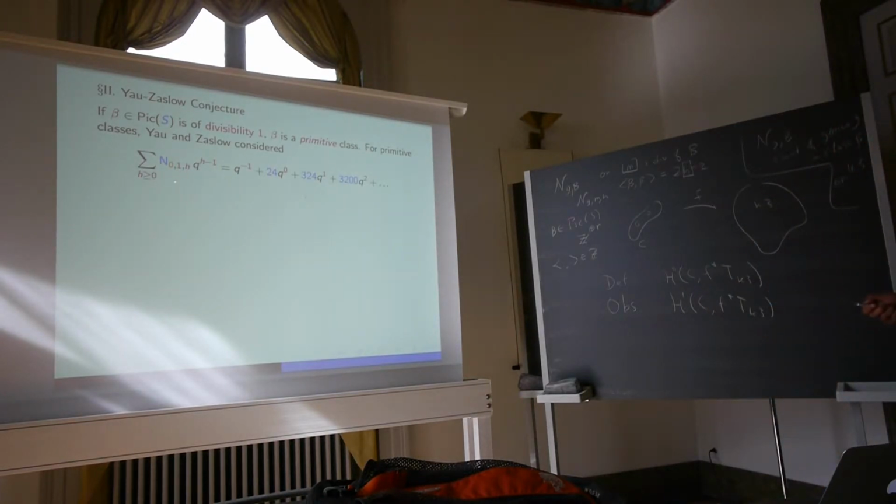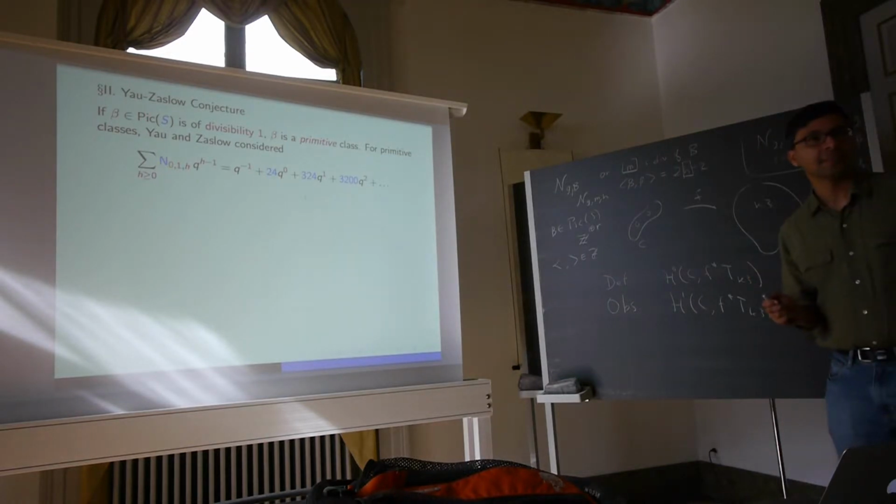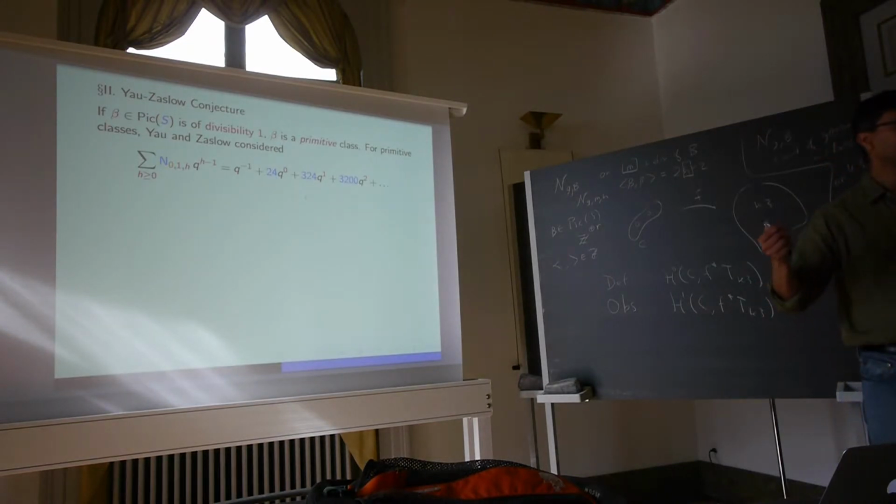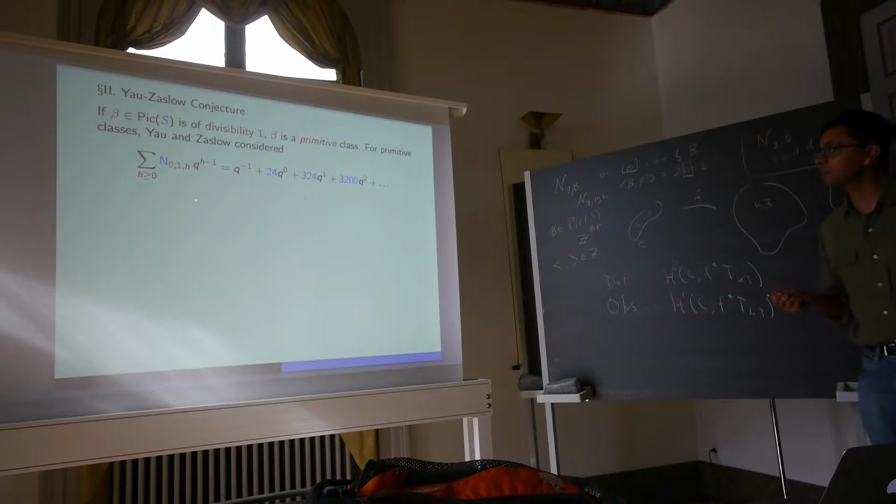So this Yau-Zaslow formula is about genus 0. This 1 means it's a primitive class. The divisibility is 1. And h, we're going to consider all of them. In fact, we'll always consider all the h's in this problem. The h's come together. And the reason, we'll see in a moment.